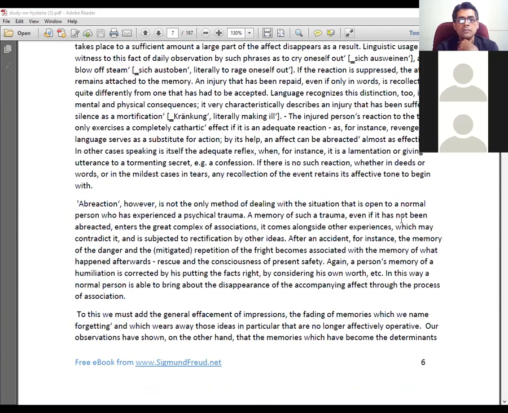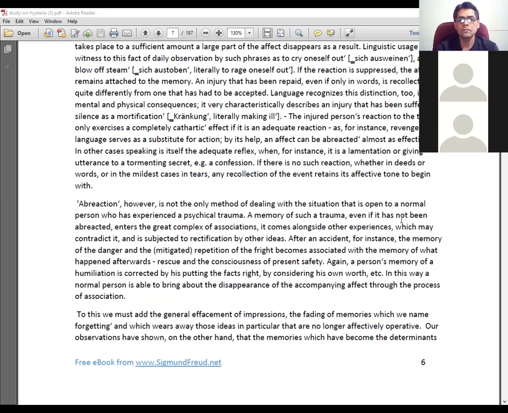Abreaction, however, is not the only method of dealing with the situation that is open to a normal person who has experienced a psychical trauma. A memory of such a trauma, even if it has not been abreacted, enters the great complex of associations. It comes alongside other experiences which may contradict it and is subjected to the rectification by other ideas.